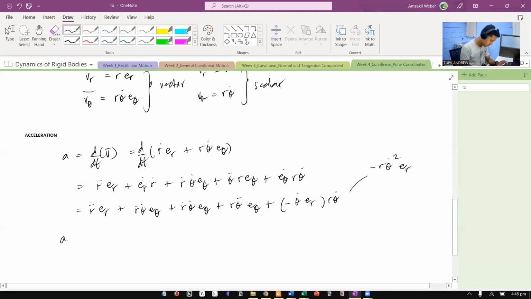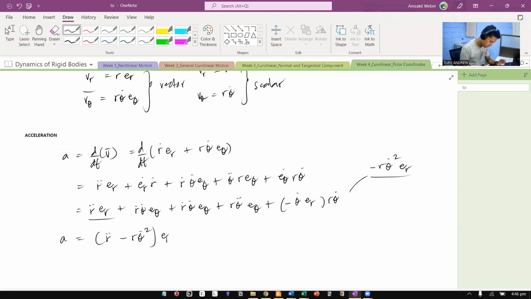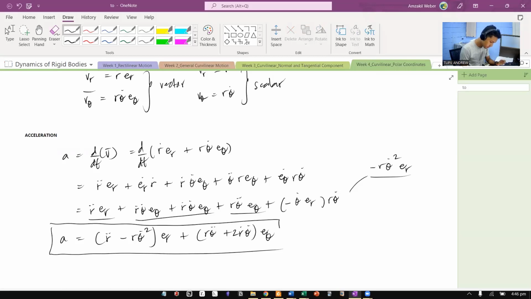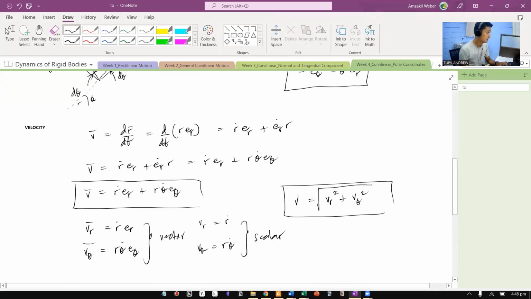This would be a, the e_r terms and the e_theta terms. That would be r double dot minus r theta dot squared times e_r plus, for e_theta, r double dot plus 2 r dot theta dot e_theta. So this is the vector notation of the acceleration.